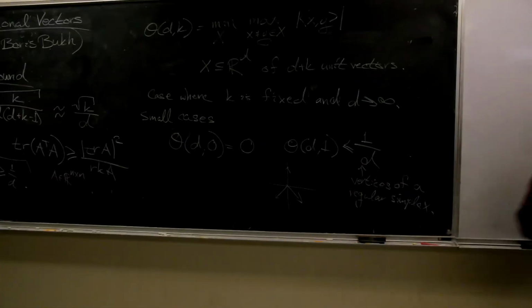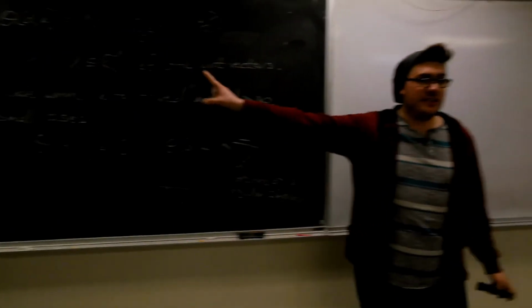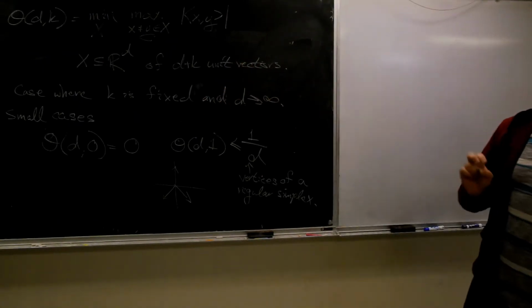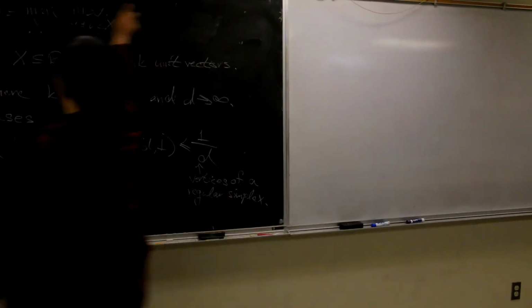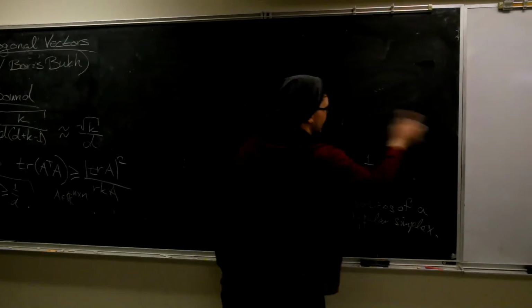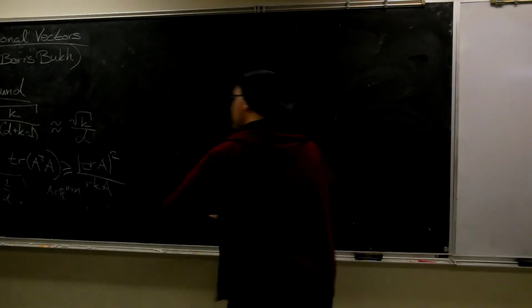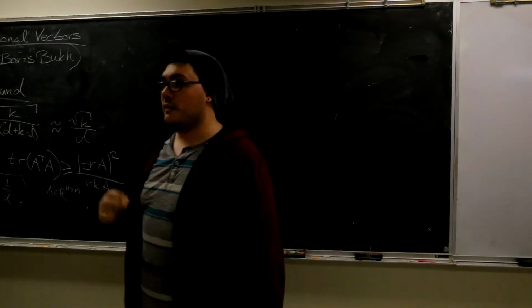Well, let's first see another way, other than doing an L2 method, to prove a lower bound. And let's prove 1 over d in a different way. So, alternative proof.